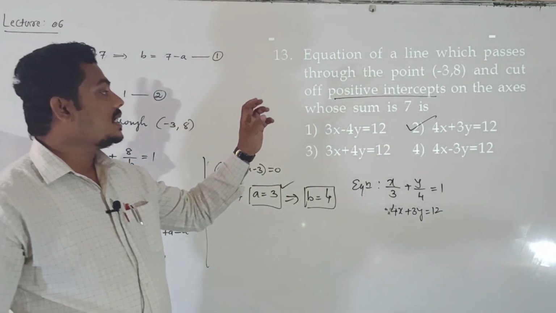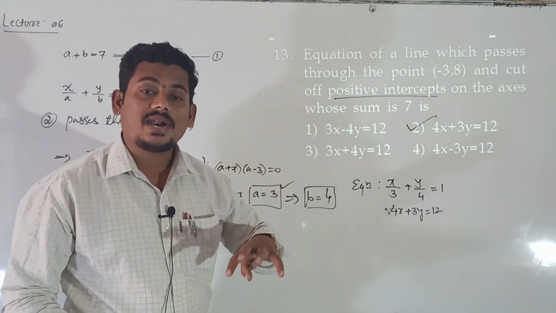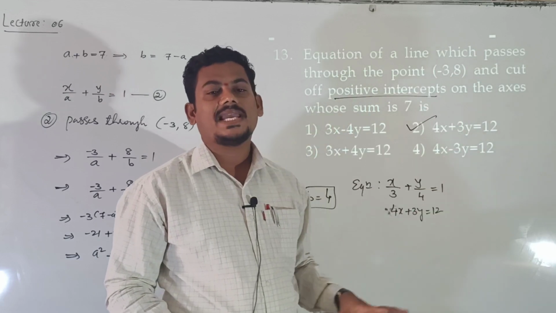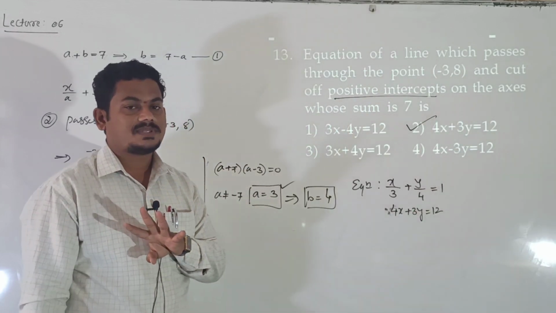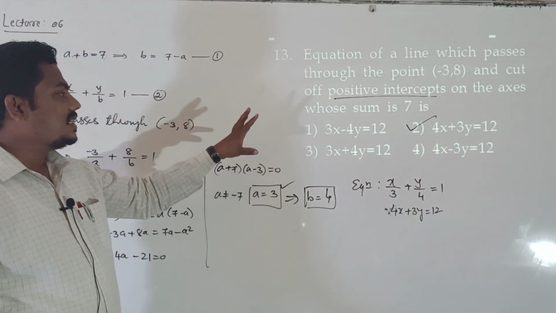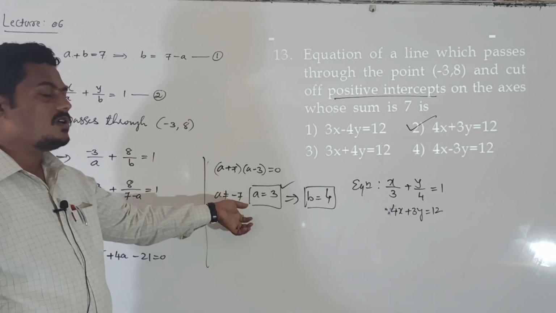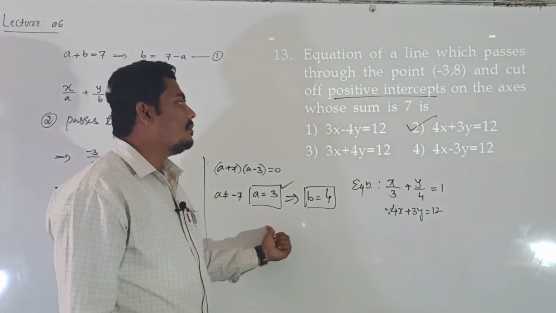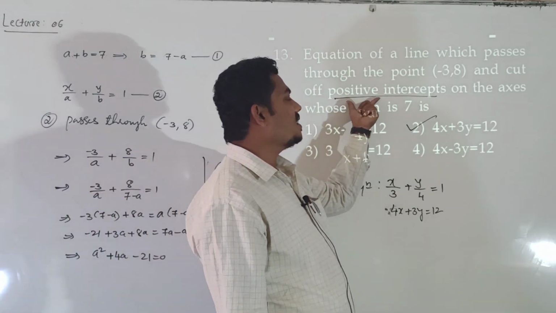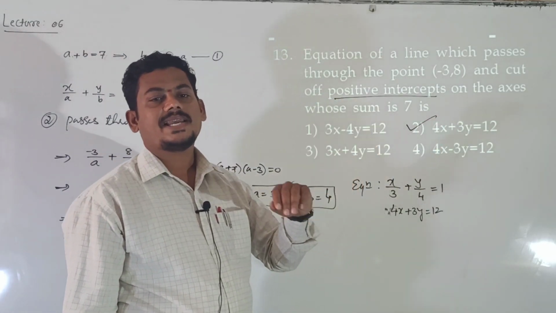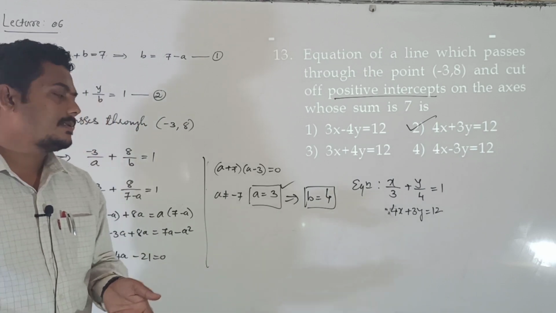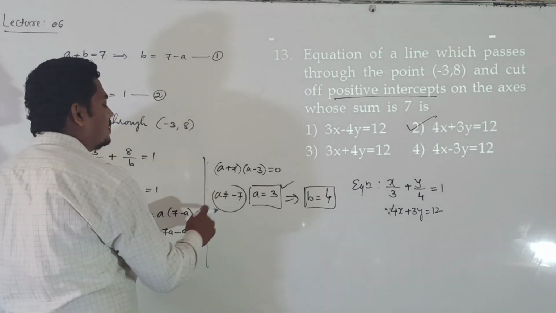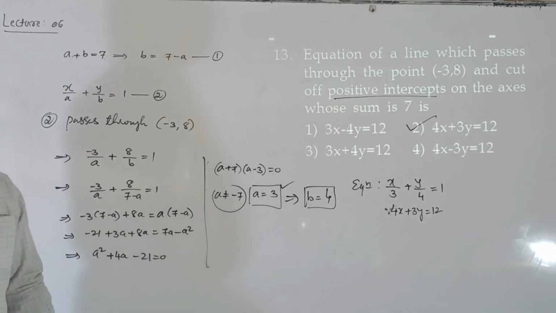What they have given? Sum of the intercepts on the coordinate axis is 7 and it passes through the point minus 3 comma 8 and positive intercepts. If no restriction is given, then consider a equal to minus 7 also. Consider both the values. But in this case clearly positive intercepts, means a equal to minus 7 is not possible. So reject a equal to minus 7. Therefore a equal to 3.